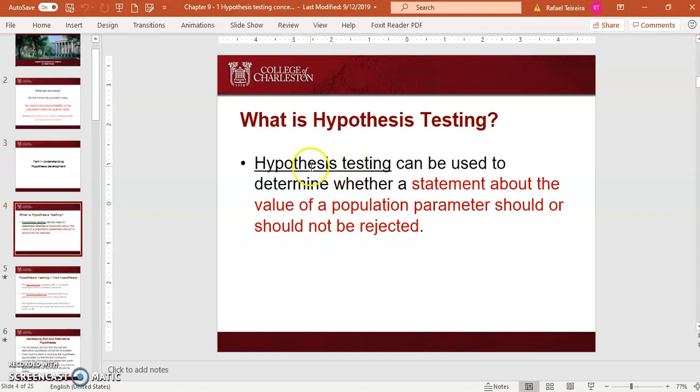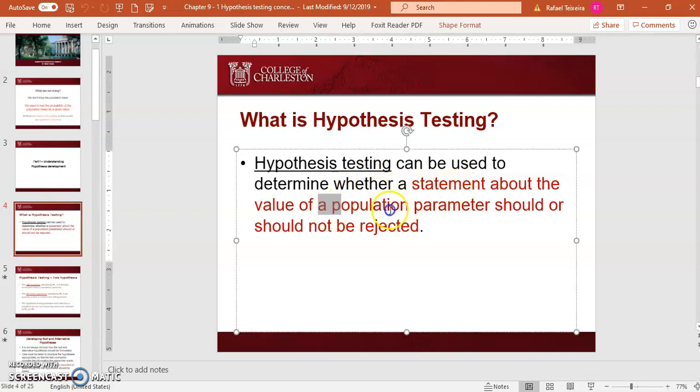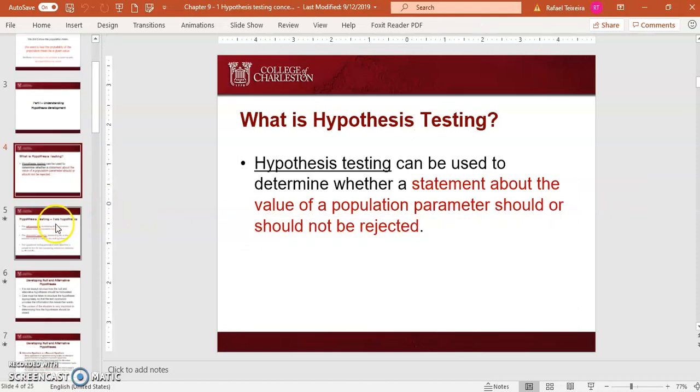So hypothesis testing can be used to determine whether a statement about a value of a population parameter, a mean, a standard deviation, a proportion, should or should not be rejected. So we use the hypothesis test to verify if these population parameters should or should not be rejected.